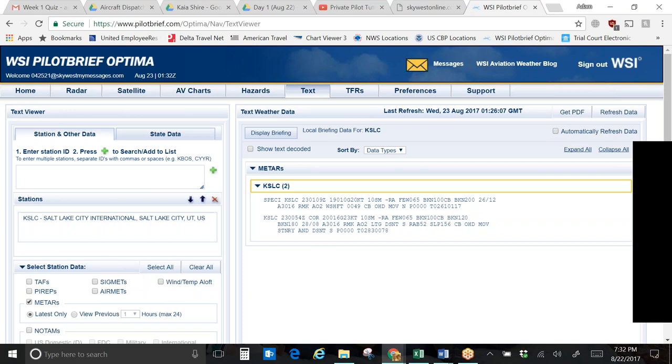Even if the airport's at sea level, it'll still be AGL? It'll always be AGL, correct. It's the height above the ground.